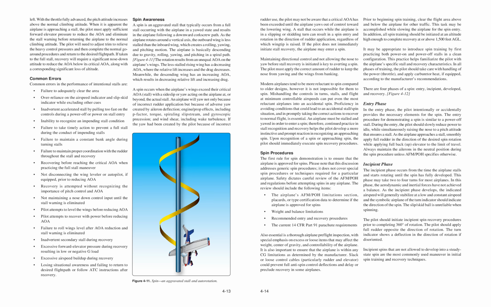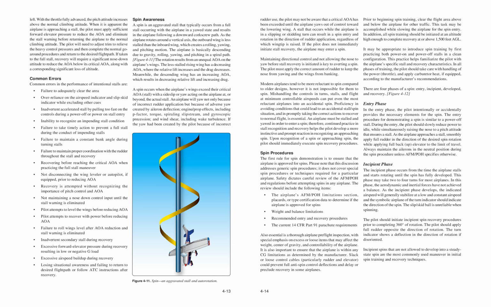The less stalled rising wing has a decreasing AOA, where the relative lift increases and the drag decreases. Meanwhile, the descending wing has an increasing AOA, which results in decreasing relative lift and increasing drag. A spin occurs when the airplane's wings exceed their critical AOA, stall, with a side slip or yaw acting on the airplane at, or beyond, the actual stall.